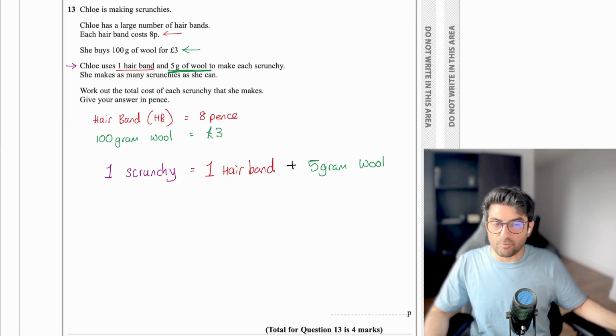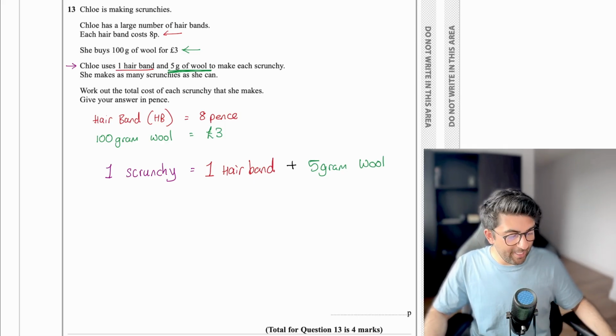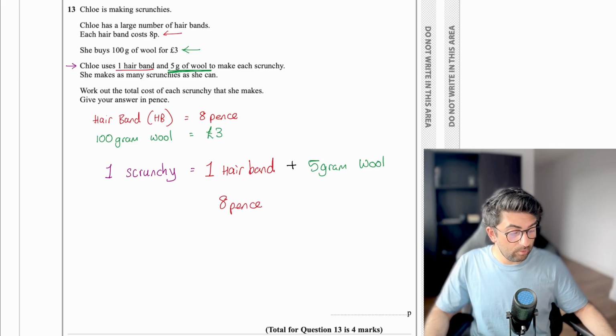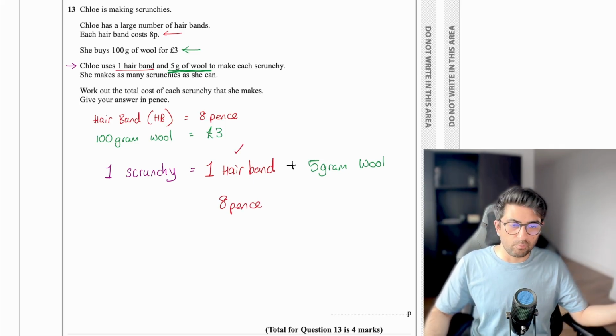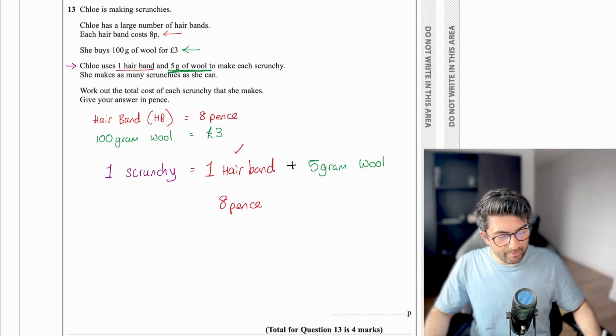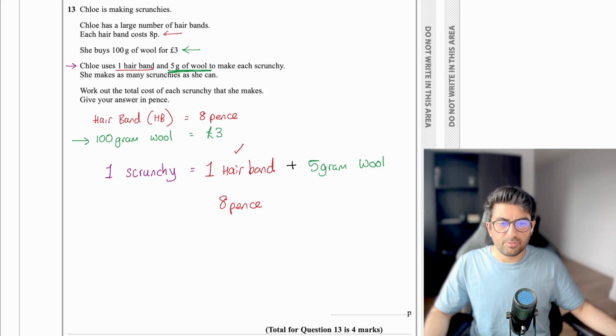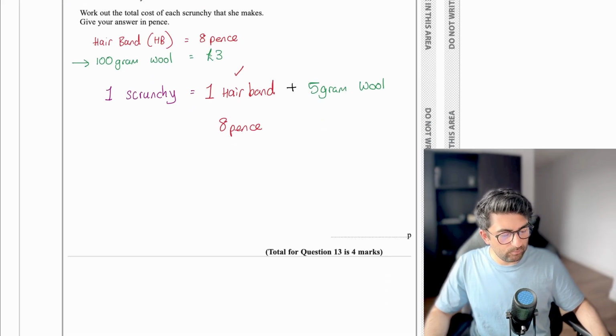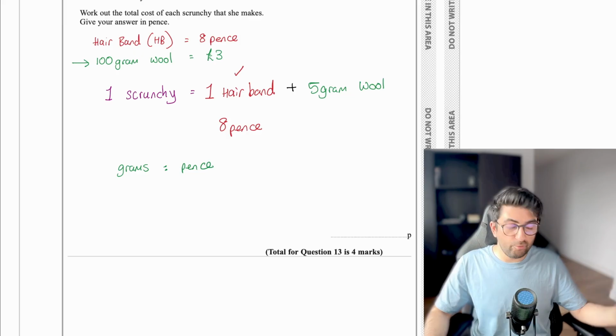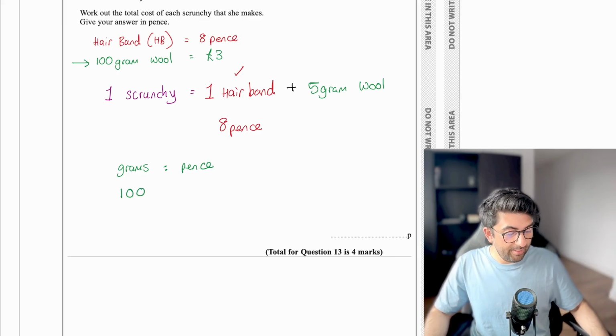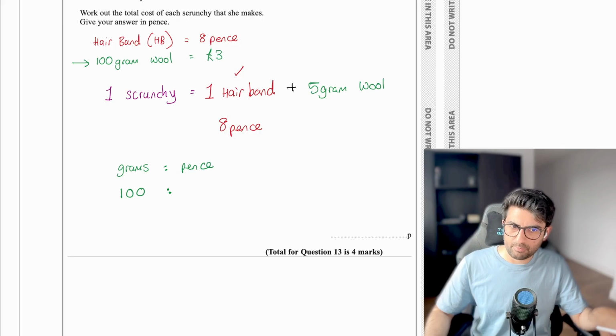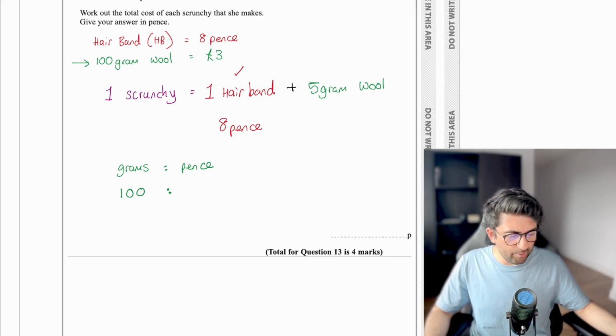So one hairband's really easy. It tells us that each hairband is 8 pence. We've done that one. Okay, what about 5 grams of wool? Well, we know that wool is £3 for 100 grams. So again, that to me sounds like a ratio. If I go grams to, and I'll do it in pence. So 100 grams is £3, but I want to change it to pence. So pounds to pence is 100, so 300 pence, which is £3.